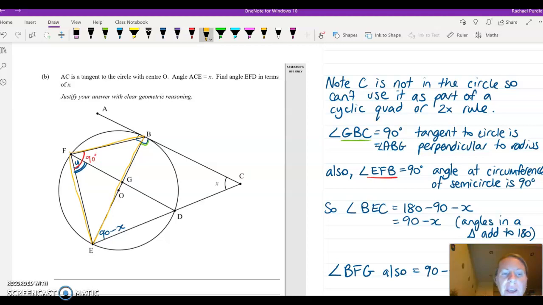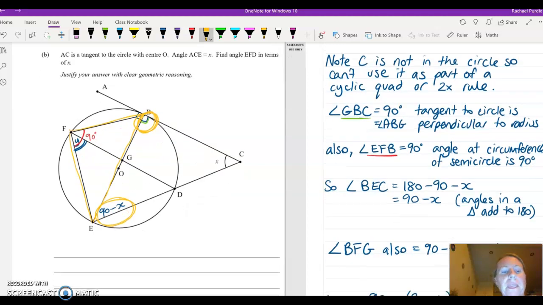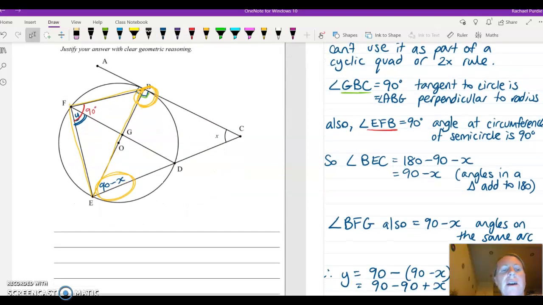So then we go, okay, what can we work out? Well, because we knew this guy here was 90 degrees, then I can calculate this guy down here, BEC, as being 180 minus 90 minus x, because angles in a triangle add to 180. So therefore, that makes 90 minus x. Okay, sweet. What else can we do?